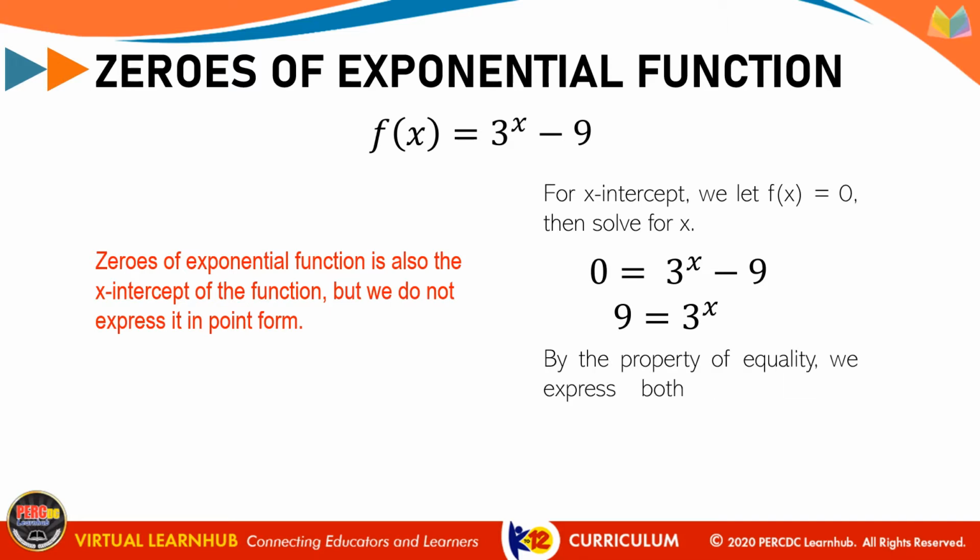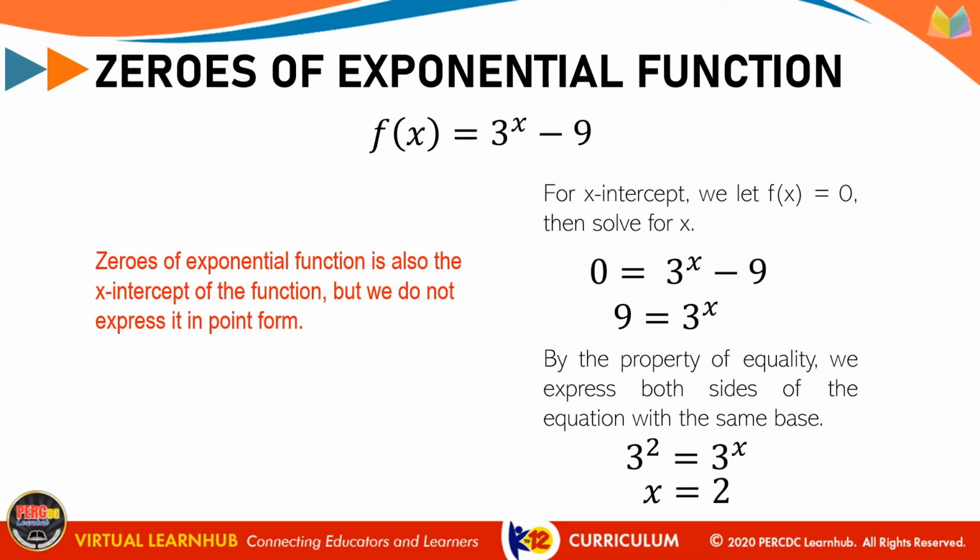By the property of equality, we must express both sides of the equation with the same base. And we know that 9 is 3 squared. So we have 3 squared equals 3 raised to x. By extension, x is equal to 2. And this will be our zero of the exponential function.